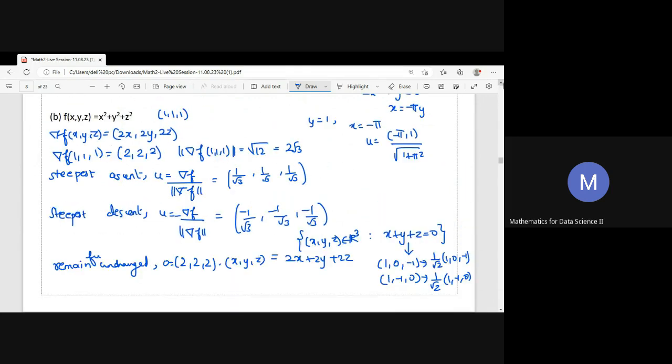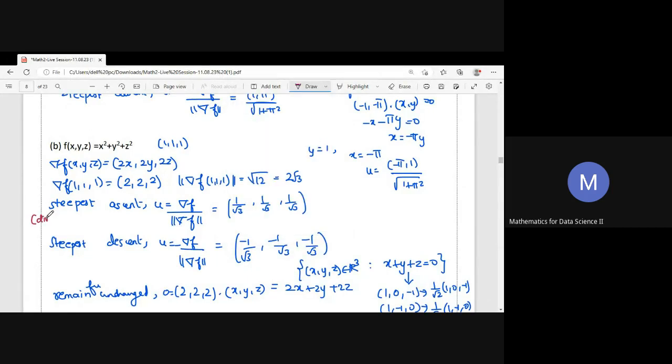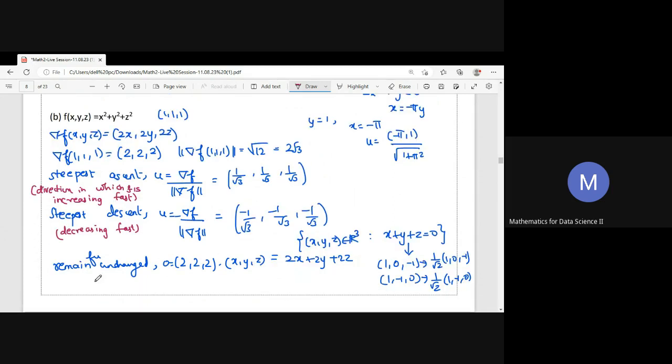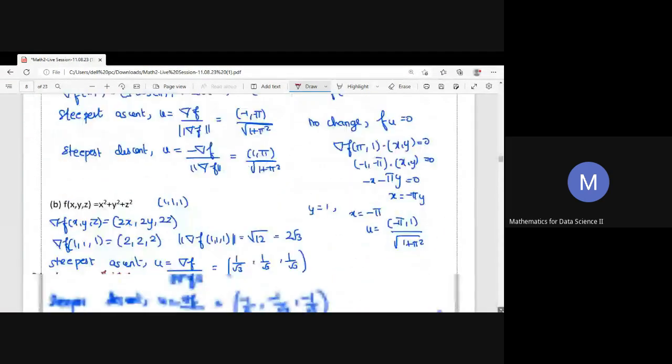Fine. So here the steepest ascent and steepest descent may also be asked as the direction in which f is increasing fast. Here it is decreasing fast. Here no change: the direction in which there is no change in f. So this is how we are using this concept of finding the steepest ascent and steepest descent.